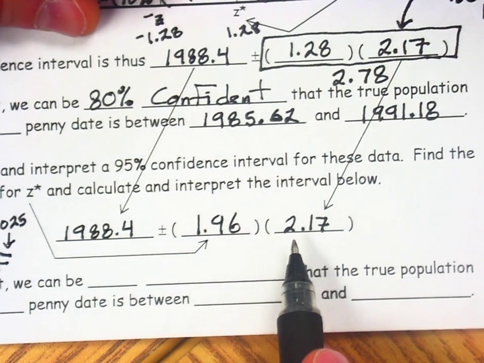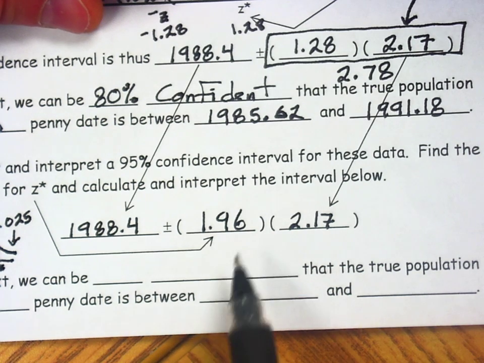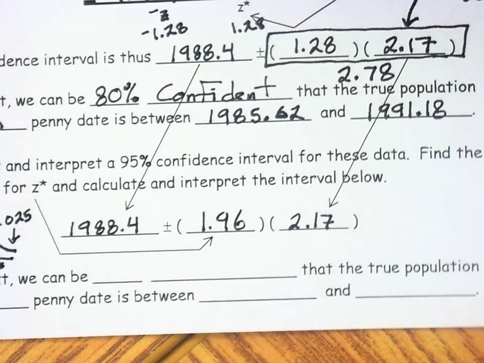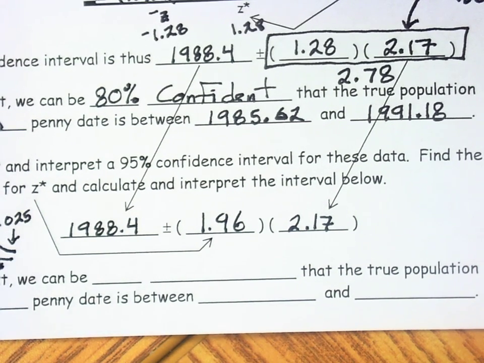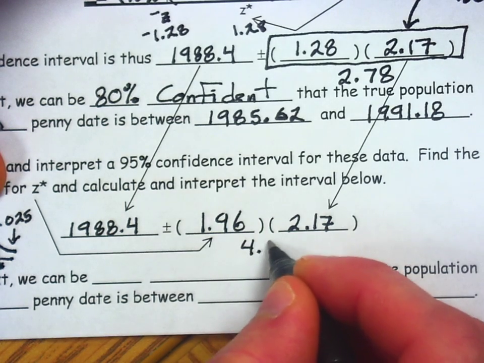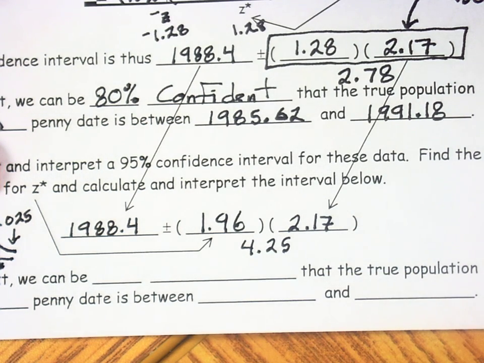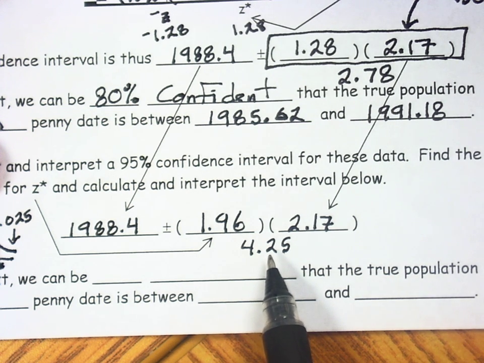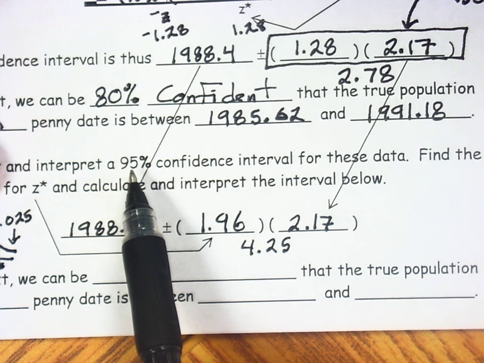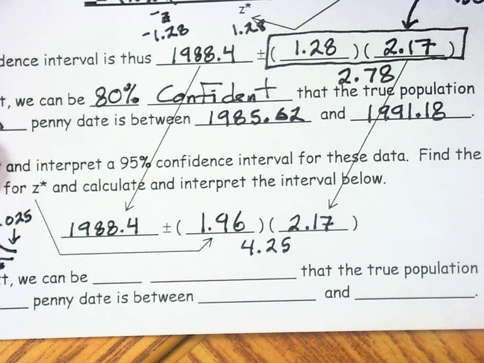So I'm using the same standard deviation, but to get more confidence, I have to use a larger critical value. That's going to increase the margin of error. 1.96 times 2.17 gives me a margin of error of 4.25. So think about this. I want 95% confidence. That increases the margin of error. That makes wider confidence intervals. But that's the trade-off. If you want more confidence, you have to use wider intervals. Lower levels of confidence have narrower intervals.